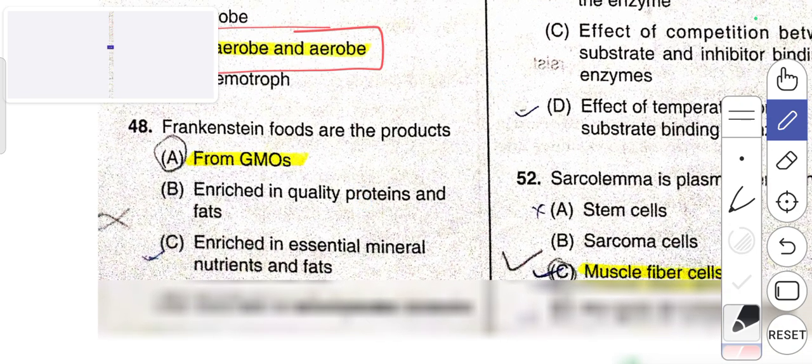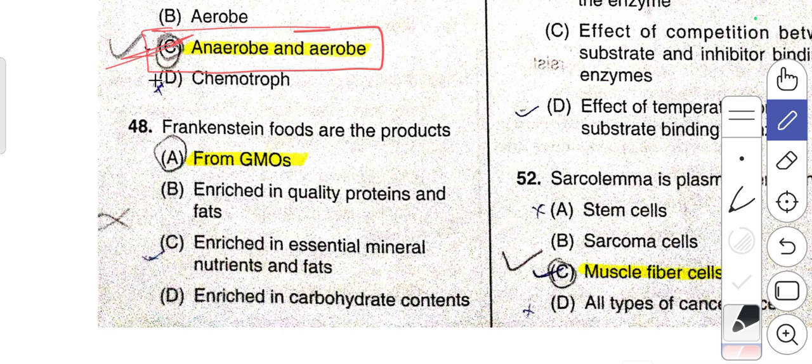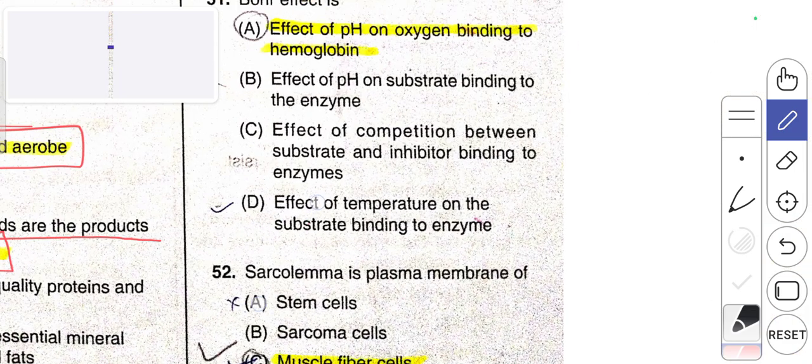Then 48th question. Frankenstein foods are the products from genetically modified organisms. A is the right answer.